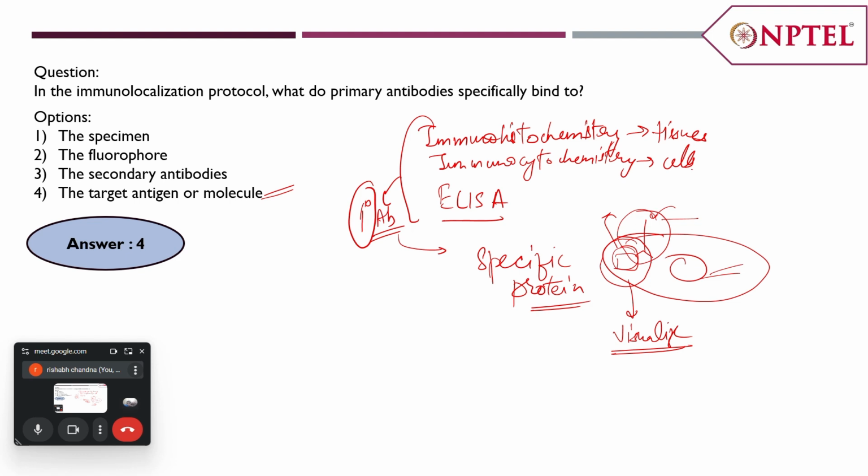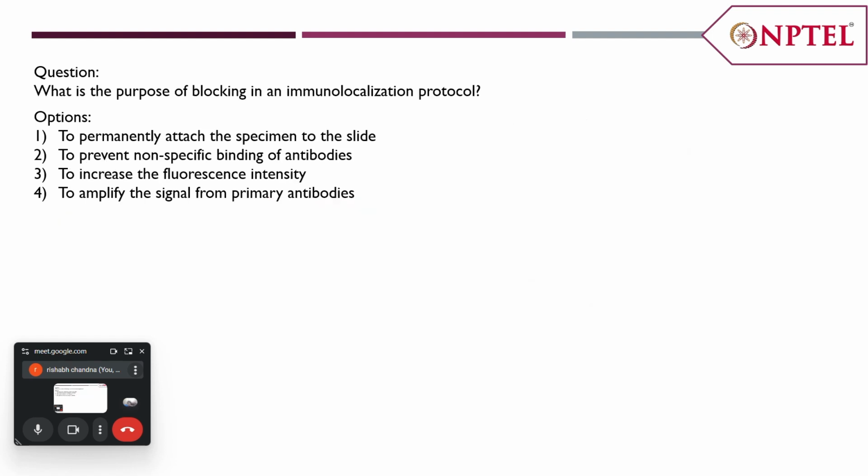Okay, so let's move on to the next question. What is the purpose of blocking in an immunolocalization protocol? The options are to permanently attach the specimen to the slide, to prevent non-specific binding of antibodies, to increase the fluorescence intensity, or to amplify the signal from the primary antibodies. What can be the correct answer?